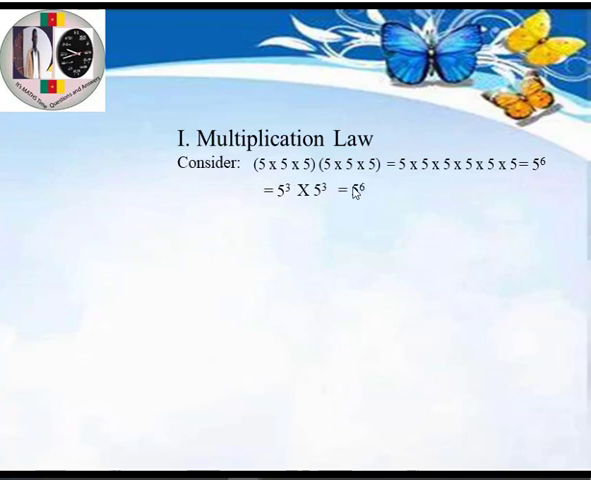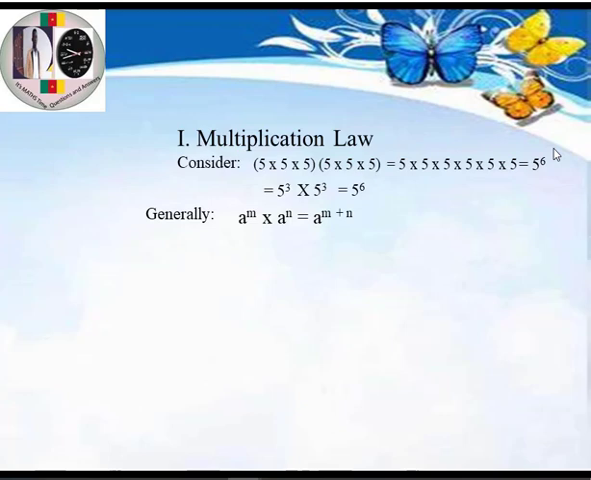So if we accept that this 5 power 6 is the same as this 5 power 6, then we can say generally the multiplication law is simply that if we are multiplying index numbers of the same base, we add the powers. Because in this case we added 3 plus 3 and it gave us 5 power 6, the same as this 5 power 6. So generally, a power m times a power n is the same as a power m plus n. So if we are multiplying two index numbers of the same base, we add the powers.